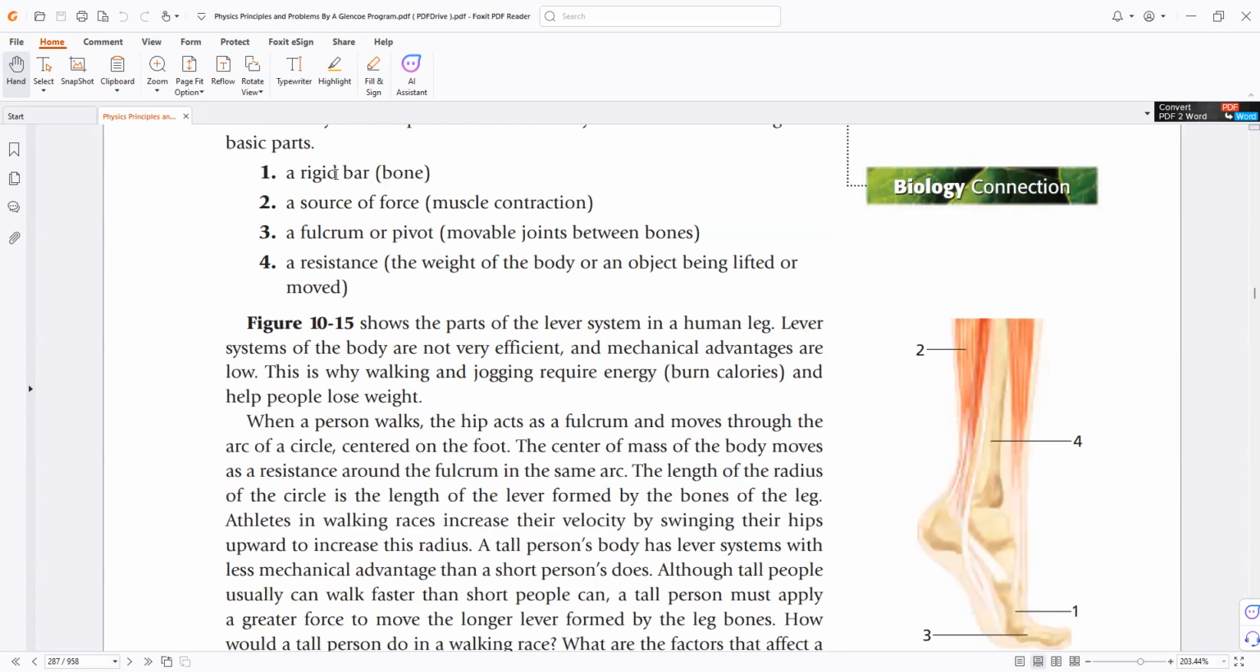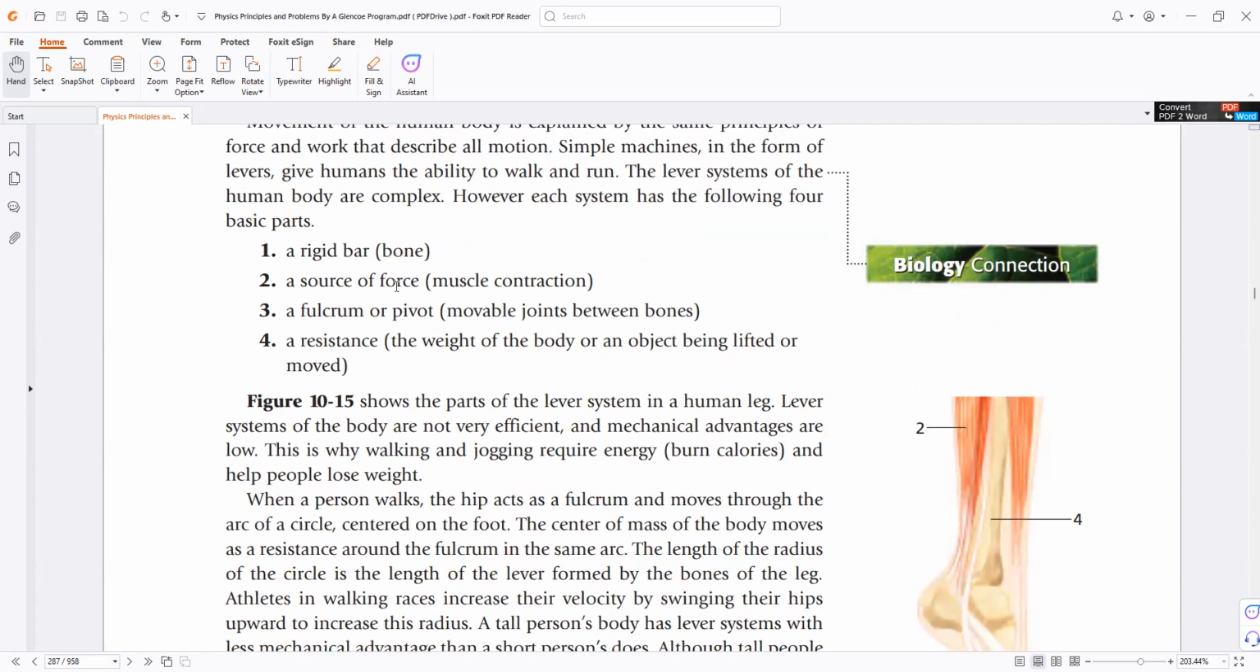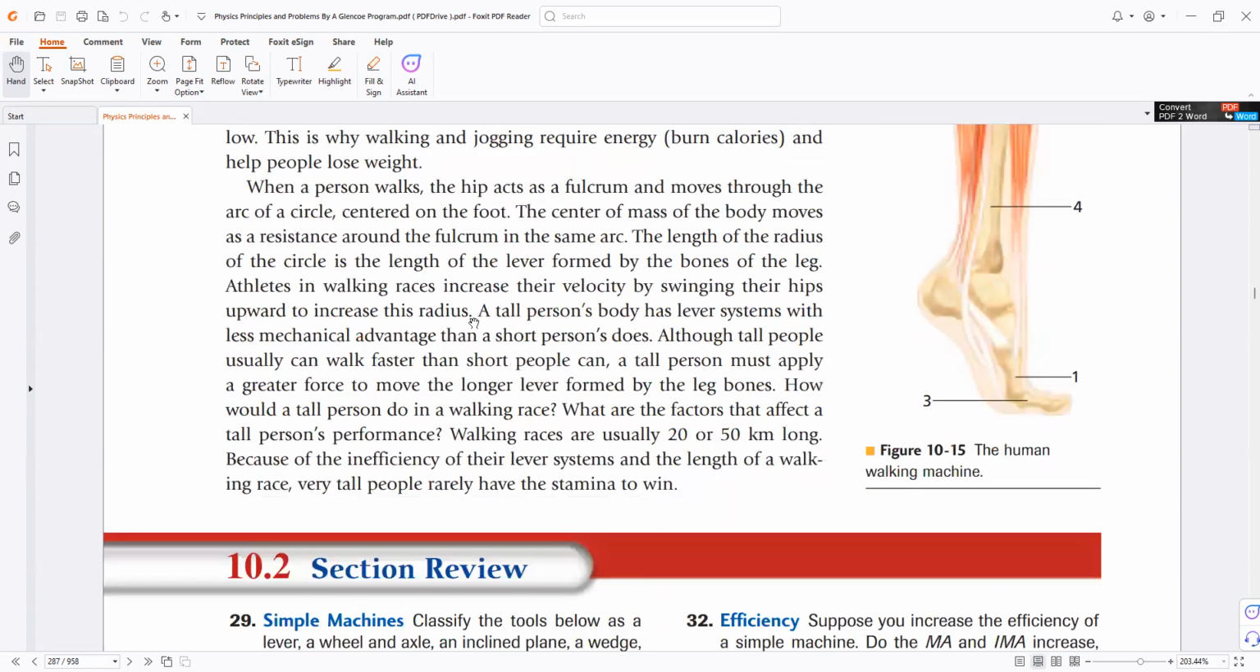So they are making a rigid bar, which is a bone. A source of force is a muscle contraction. A fulcrum or pivot is a mobile joint between the bones. A resistance is the weight of the body, or the object being lifted or moved. Such a beautiful situation they're explaining, you can see.